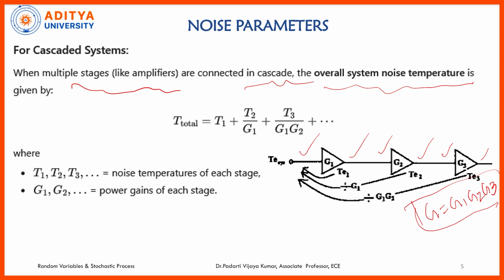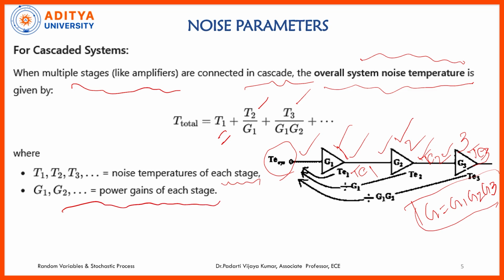But here we are talking about noise temperature. This is one device, this is another device, this is a third device, and each device is contributing an effective noise temperature: the first device TE1, the second TE2, the third TE3. TE is the overall system effective noise temperature. The formula for computing the overall system noise temperature TE is T1 plus T2 by G1 plus T3 by G1 G2, where T1, T2, T3 are the effective noise temperatures at each stage, and G1, G2, G3 are the power gains at each stage.